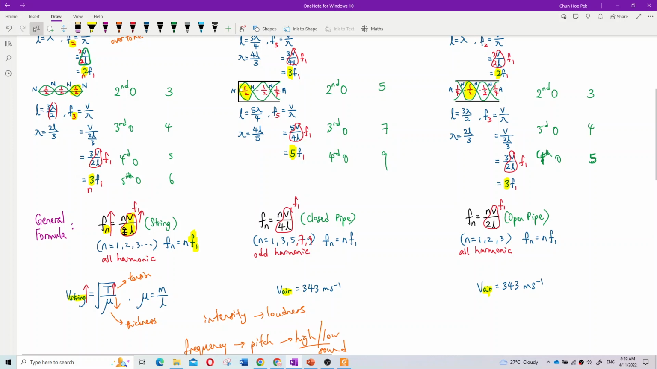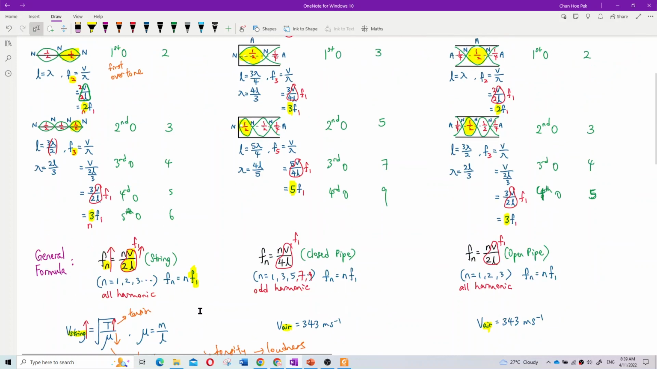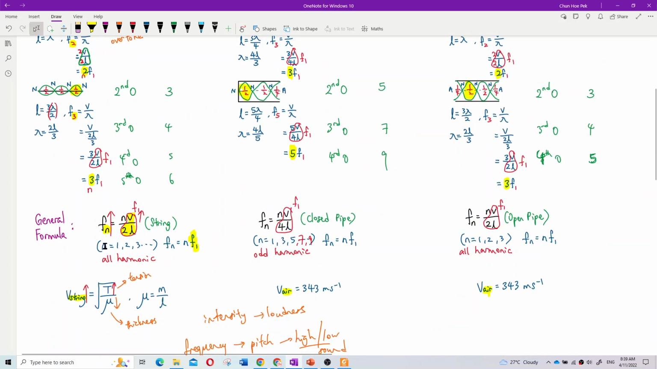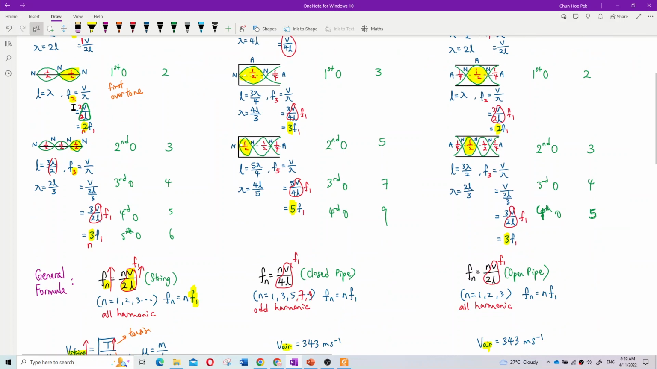NV over 2L. N is the harmonic number. N starts from 1, and 1 is the fundamental mode. Then it goes 1, 2, 3, 4, 5, 6, and so on. We can also write Fn equals NF1. That means F2 is 2F1, F3 is 3F1. Correct or not? So that's why we put Fn equals NF1.